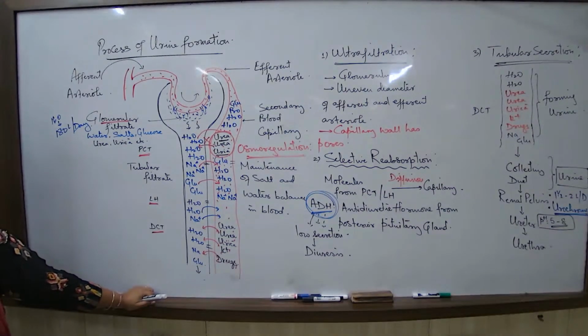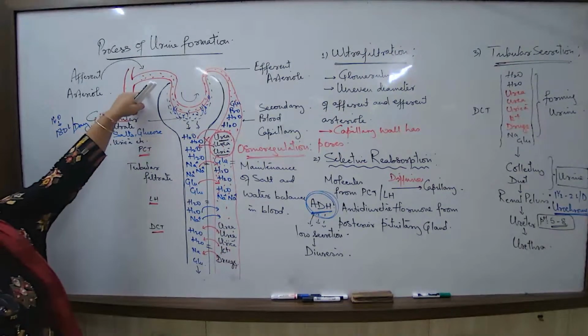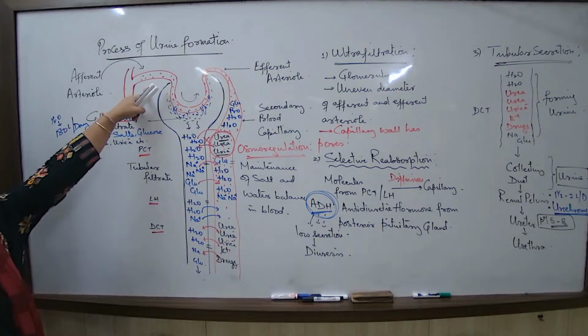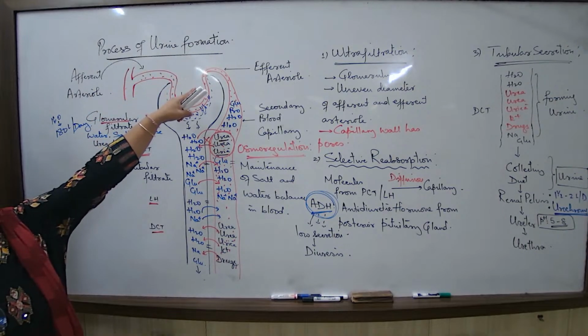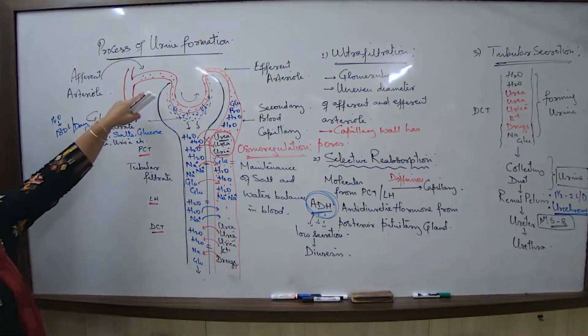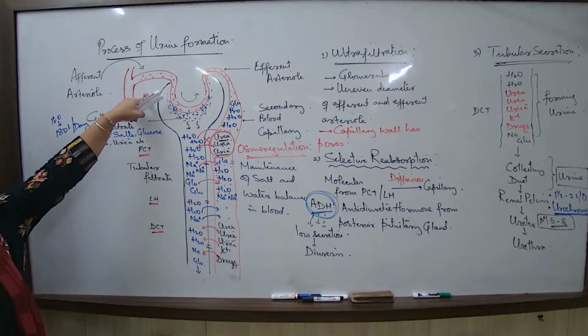Difference in diameter. Structural difference, when asked in the paper, write only the structural difference. Number one, I ask you to write the difference between afferent and efferent based on the structure. Wider diameter, narrow diameter. Based on the type of the blood that they contain.